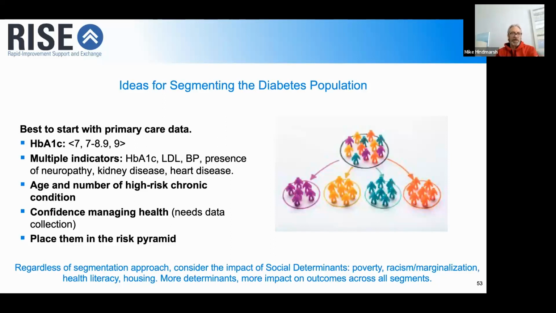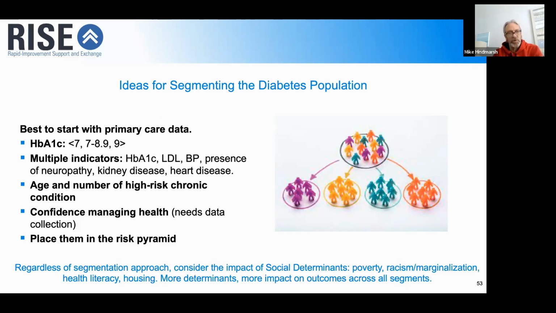So in the 5 steps that Rob presented earlier, our second step was about segmenting the population. And how do we go about doing that? There's lots of different ways to segment the diabetes population. You could do it by A1Cs. You could use multiple indicators like A1Cs, cholesterol, blood pressure, presence of end-stage conditions like kidney disease, neuropathy. You can look at age and number of high-risk chronic conditions across the population and segment them that way. You can also look at confidence in managing their health.